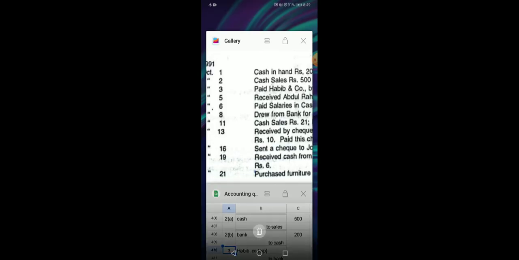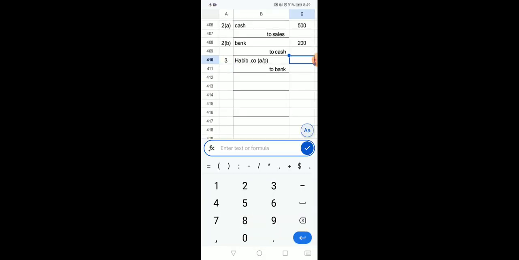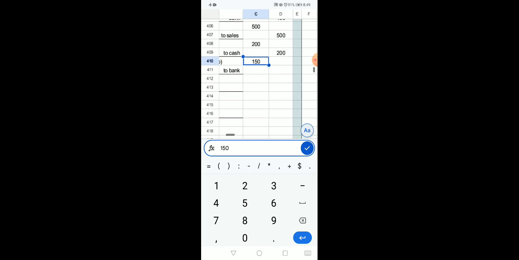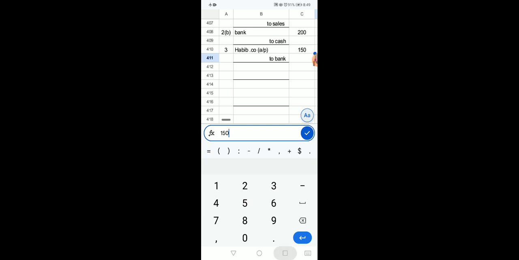All right, now see, the third entry's amount is 150. So you are going to post 150 over here on the debit side, and the same amount you need to put on the credit side. This way entry number 3 is completed.